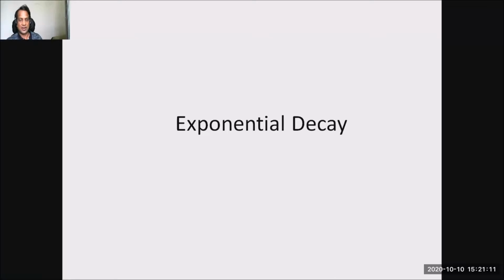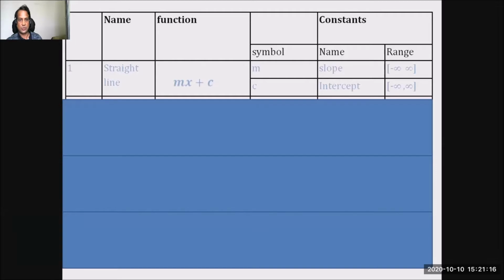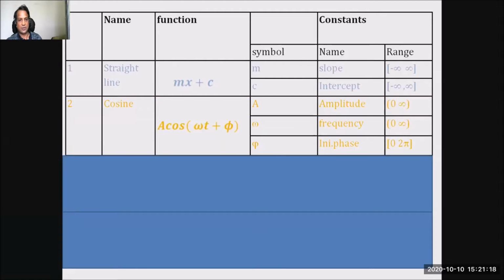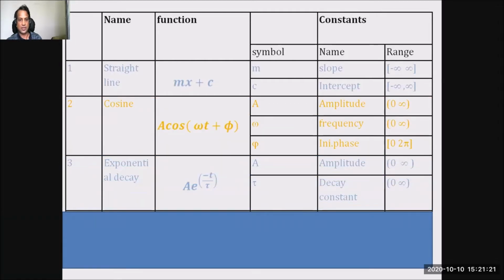So hello everyone. In this video, let us look at exponential decay. In the earlier videos, we have seen a straight line and a cosine function. Today, let us look at exponential decay, which looks something like this: a exponential minus t by tau. Small t is the independent parameter. Tau and a are some numbers. So a is a multiplicative factor, and tau is a parameter which decides the nature of the decay.